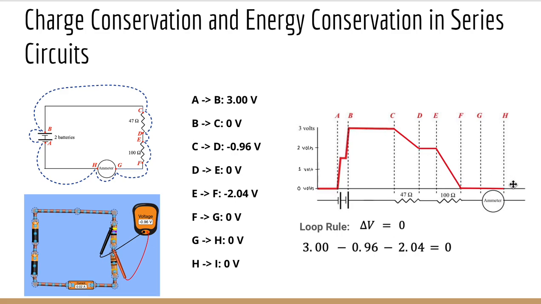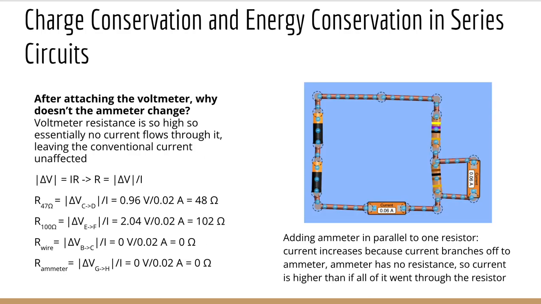Here I plotted all of these, and then the loop rule is going to be delta V equals 0, so ultimately all of these are going to have to add up to be 0, and they do. Here I calculated the resistance values for all of them, and got 48 ohms, 102 ohms, 0, and 0 accordingly. And then after attaching the voltmeter, the ammeter didn't change because the resistance of the voltmeter is so high that no current flows through it, and the conventional current is basically left unaffected.